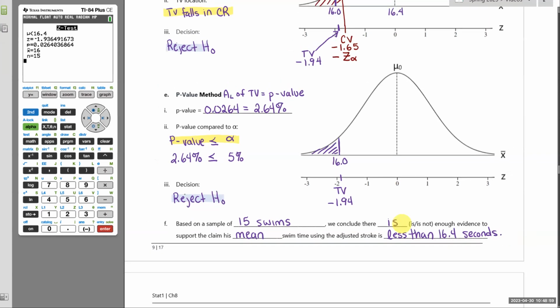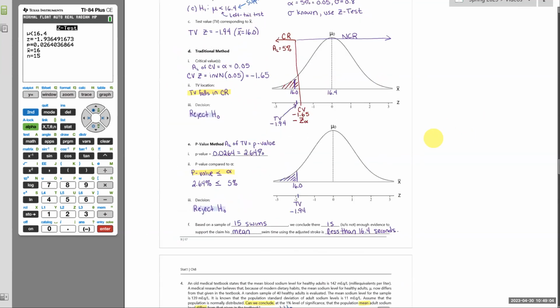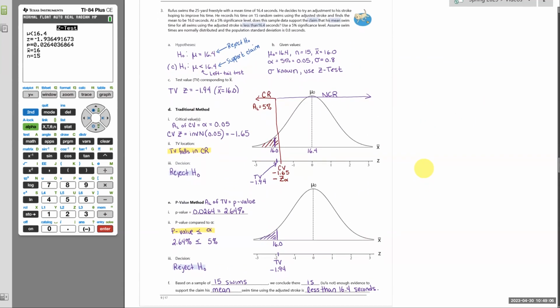All right. So there's the example of a left tail test.